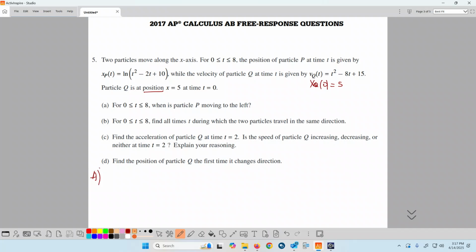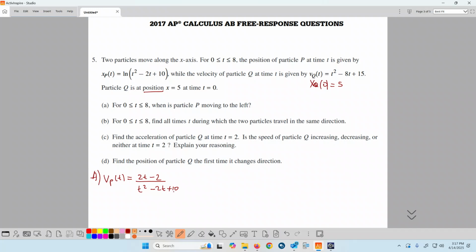But either way, we need to take the derivative here, okay? And so if we were to take the derivative here of particle p, this would be vp of t, right? And then you might recall the derivative here of the ln function. It's just the derivative of the inside over all of this stuff right here, right? Okay, so it's going to be, and then of course 1 over that. So this is just going to be 2t minus 2 over, and then we got that t squared minus 2t plus 10.